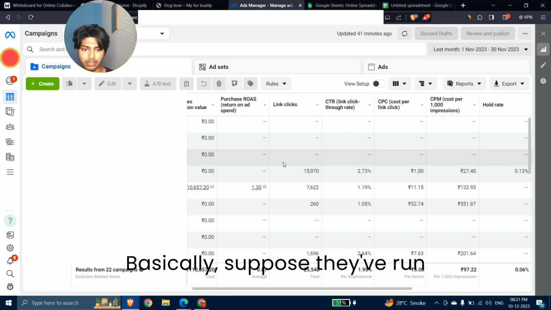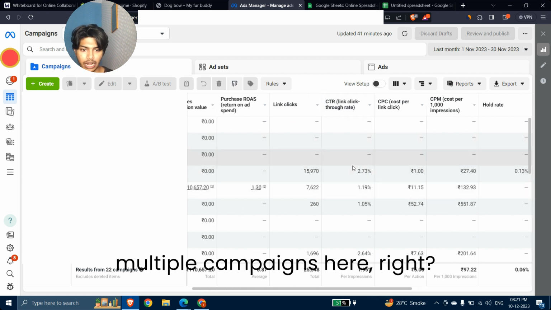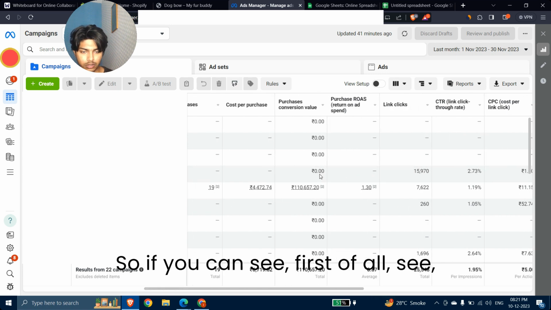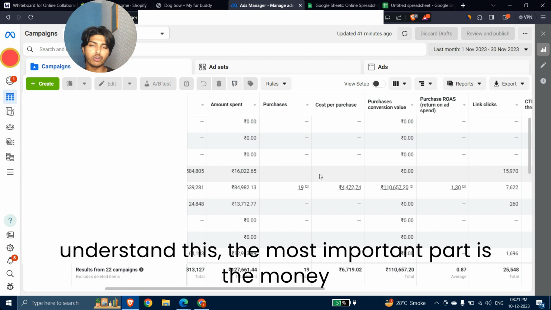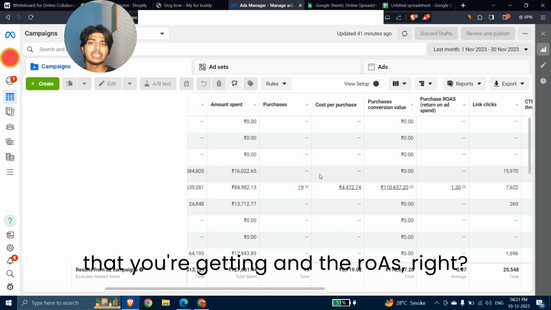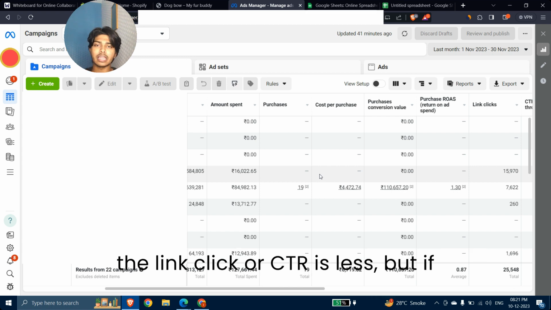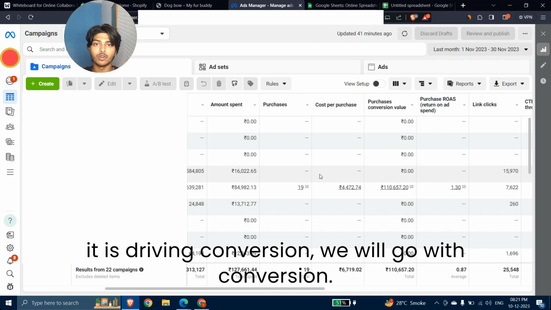Right, so now from here you can analyze each and every detail. Basically, suppose they've run multiple campaigns here, right? So first of all, understand this: the most important part is the money that you're getting and the ROAS, right? CPM, CPC, link click, everything is good. If the link click or CTR is less, but it is driving conversion, we will go with conversion.